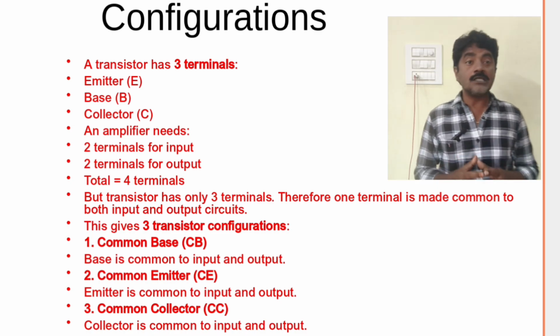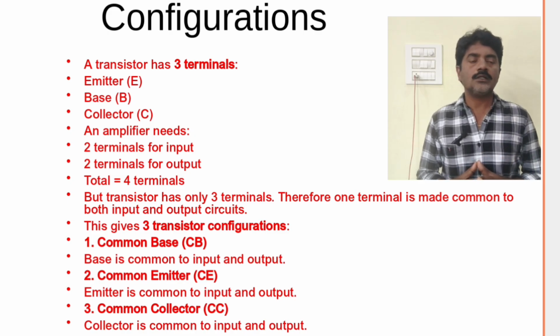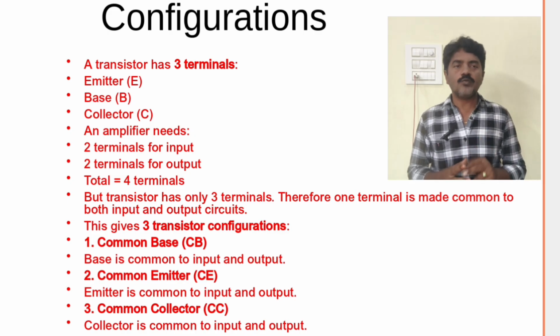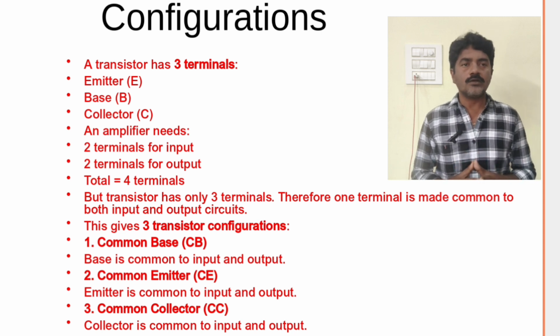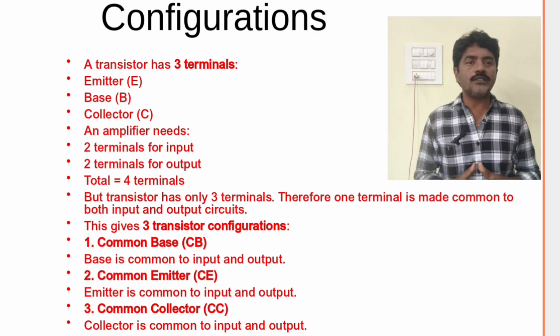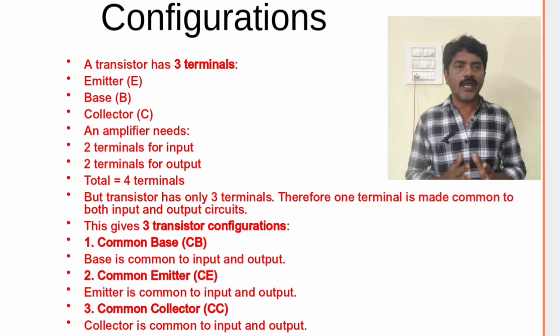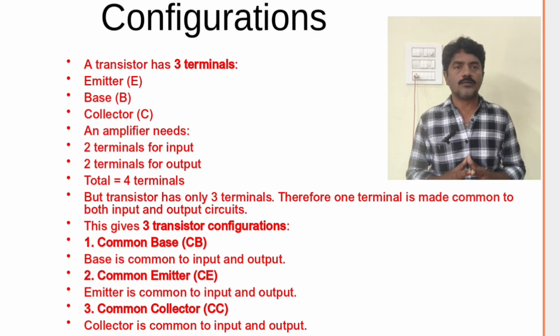Transistor acts as an amplifier. An amplifier requires four terminals. Two terminals act as the input circuit, and two terminals act as the output circuit. But a transistor has only three terminals, therefore one terminal is made common to the input circuit and output circuit.